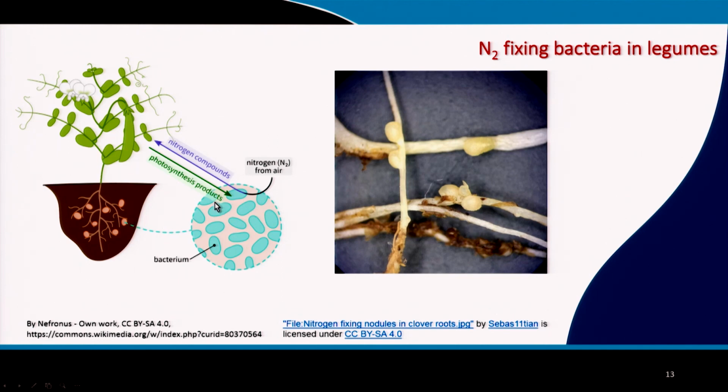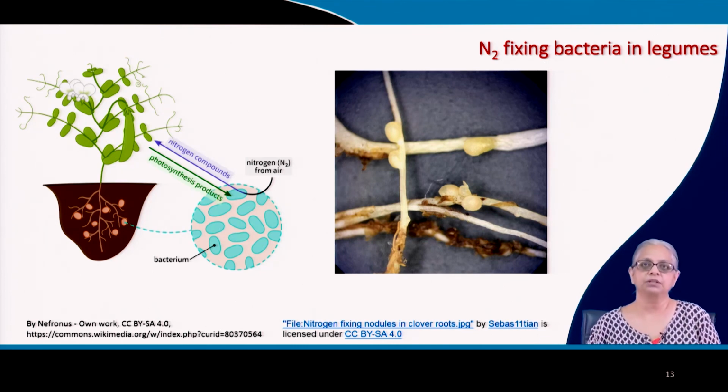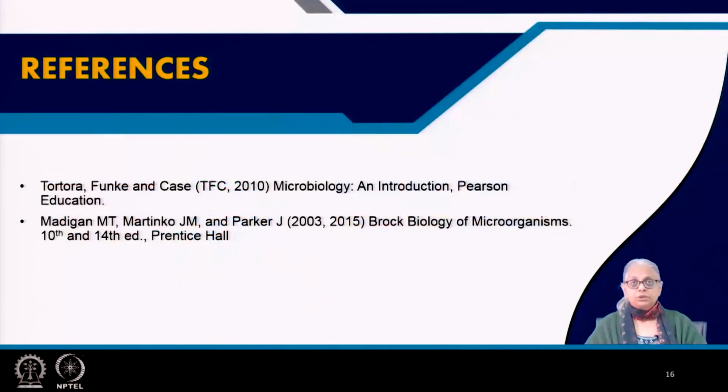So this was a graphic, and here you can see a photograph of these root nodules. You can see these root nodules in these clover roots. This is very common in several types of plants: alfalfa, clover, soybeans, many of the leguminous plants. Most of them have nodules of various types of nitrogen fixing bacteria that convert atmospheric nitrogen to bioavailable forms of nitrogen. I will stop at this point.